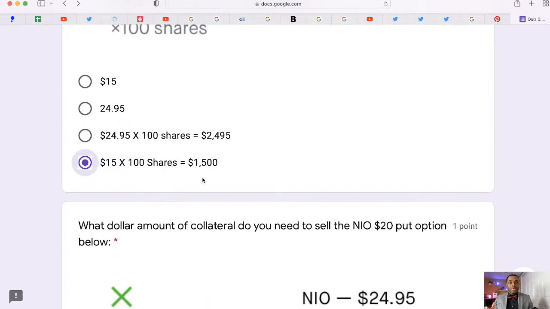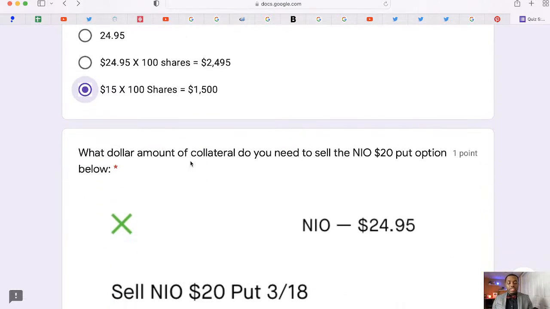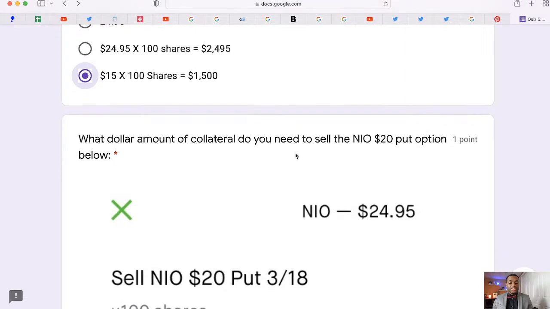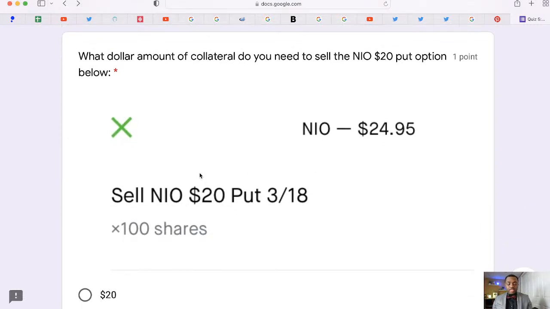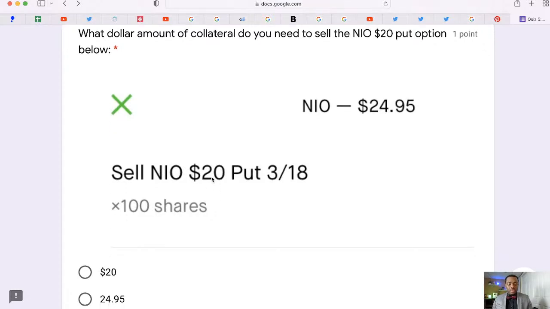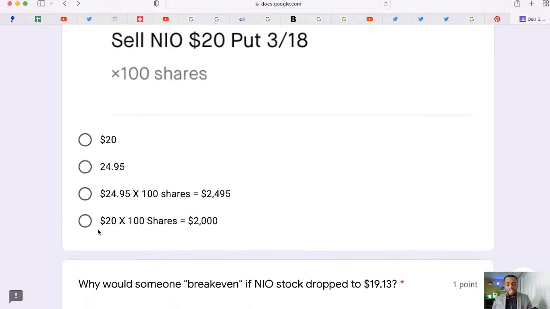Let's look at this example again, but in a different way. What dollar amount of collateral do you need to sell the NEO $20 put option below? Now our strike was 15 before, and it's 20 now. So let's take a look at this. You can sell the NEO $20 put option, right? 20 times 100. So let's take a look. 20 times 100 is 2,000. This is our answer.